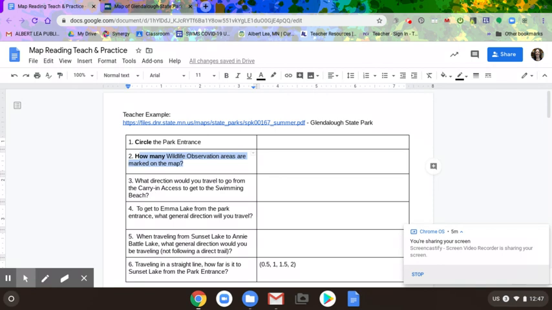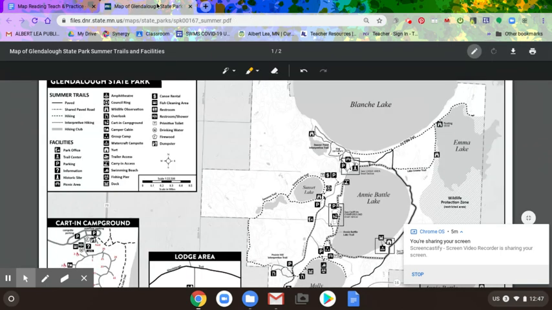Alrighty. When doing directional stuff, it's really a story problem because you have to pay attention to two important words, to and from. From is the starting point, and you point towards where you want to go to. This one is asking, what direction would you travel to go from the carry-in access, and I want to get to the swimming beach. So I want to start at the carry-in access and point directionally to the swimming beach, so I make sure I'm going the right direction.